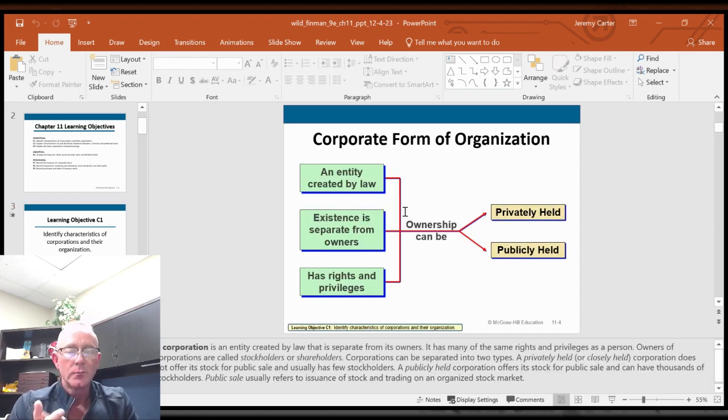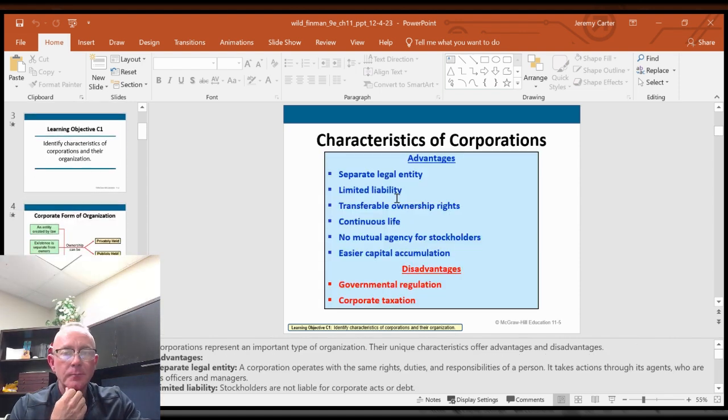So we've talked about some corporate formation before. It's an entity, it's its own separate company. They can be privately or publicly held. Advantages: it's its own separate company. It can have limited liability, transfer, continuous life. This is all kind of refresher here. The big disadvantages that we've talked about before is the government regulation and the corporate taxation. This is for C corporations.